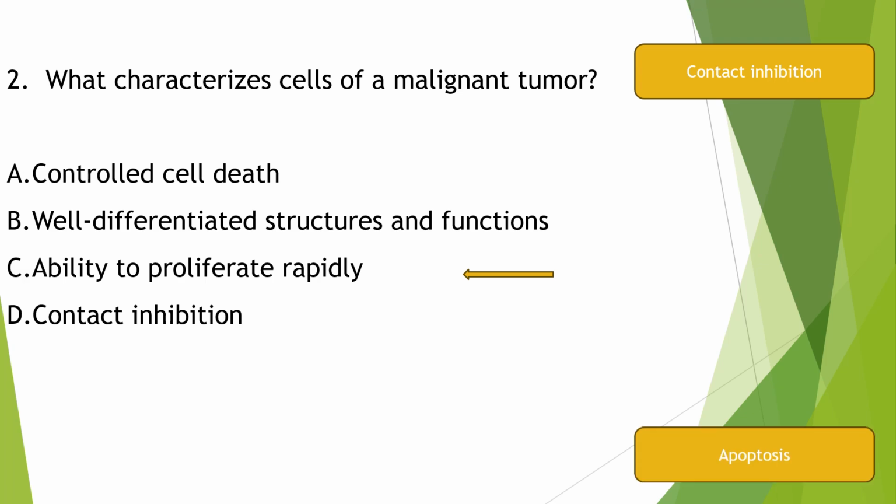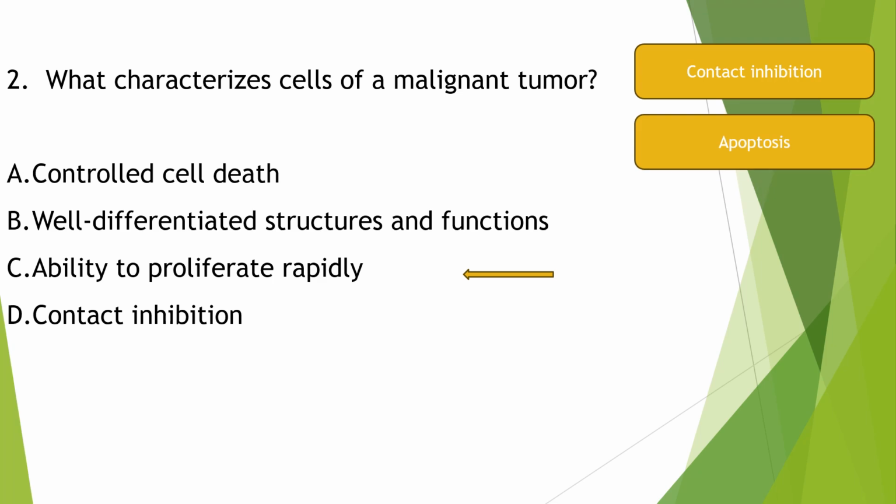Then another feature is apoptosis. A normal cell's cycle will end with programmed cell death. That means apoptosis is common with all normal cells. The cancer cells do not undergo apoptosis, which means they are not going to die in a programmed way.